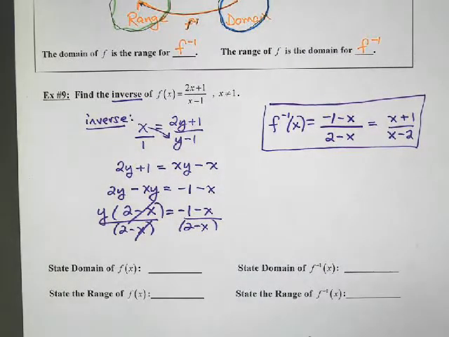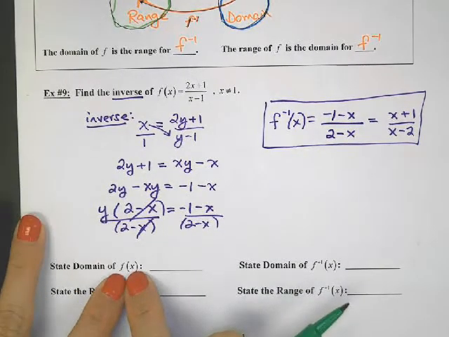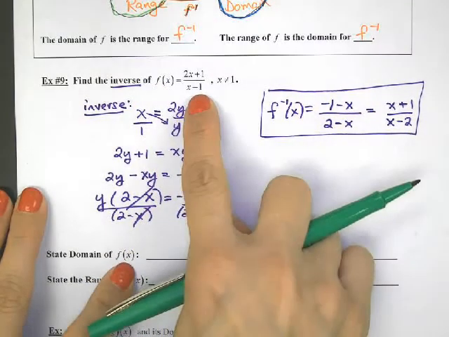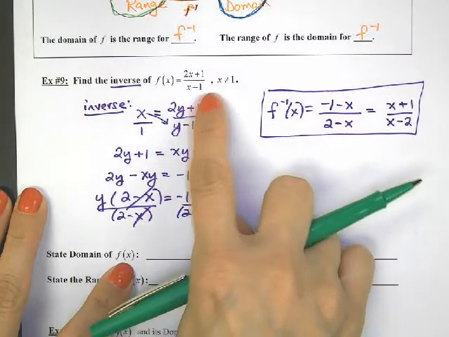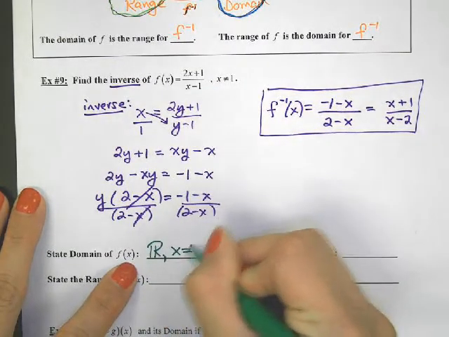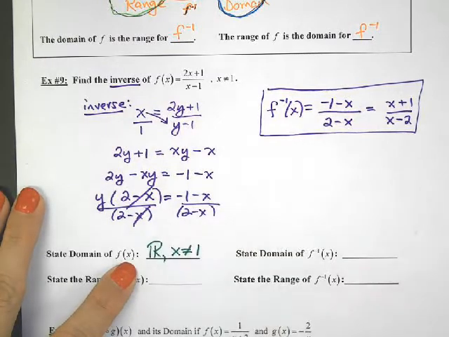Okay, now we're going to answer some domain and range questions. The easiest question out of all these is probably the domain of f. So we look at the original f. Domain has a denominator. Denominator cannot equal 0. So it's all reals except x cannot equal 1.